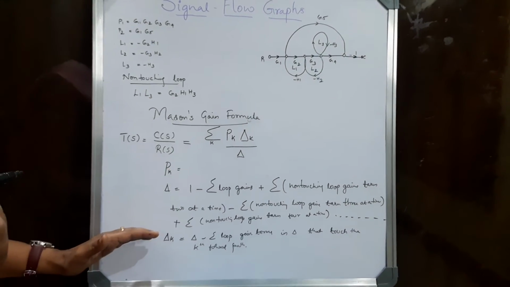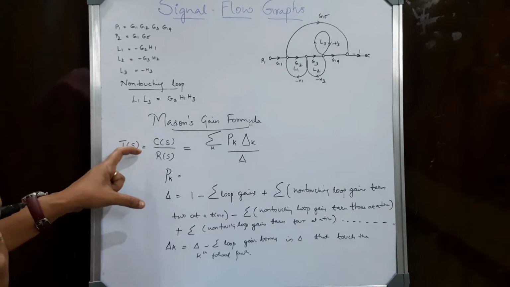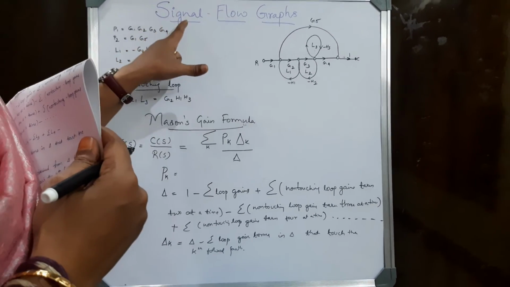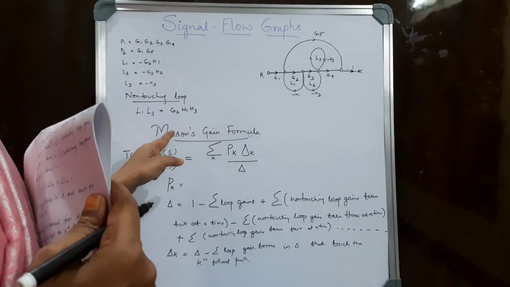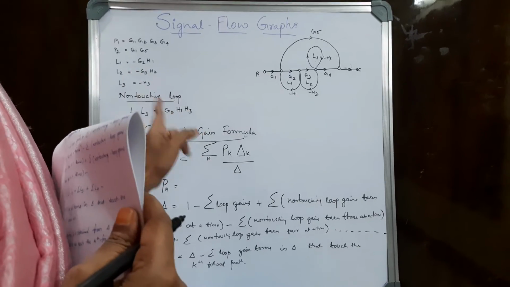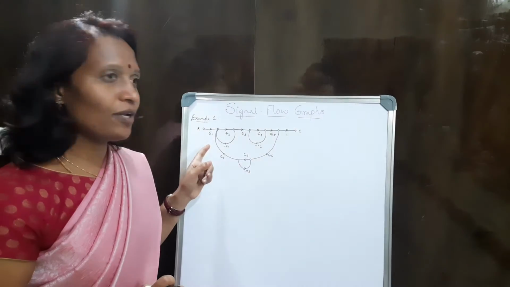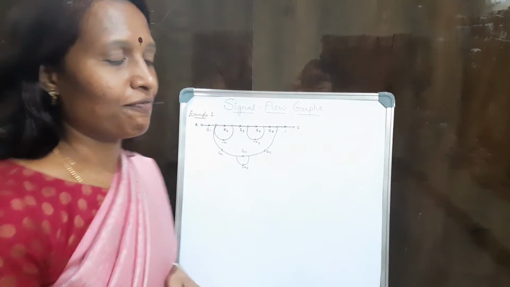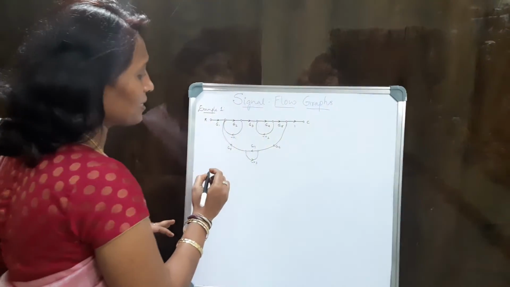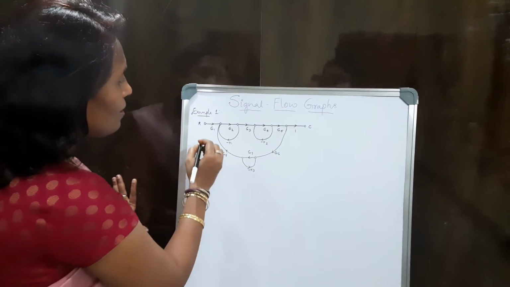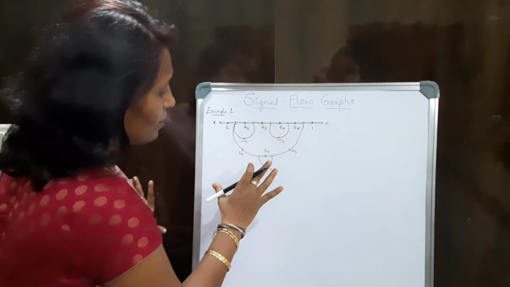So this is the Mason's gain formula, which will help us in order to find out the transfer function using the signal flow graph method, or the formula given by Mason. Let us consider an example in order to illustrate the same to find out the transfer function. Here is a problem to find the transfer function using Mason's gain formula in another way. Given a problem as such with nodes, branches, loops, now we have to find out.